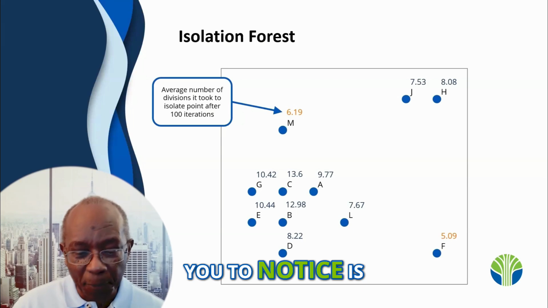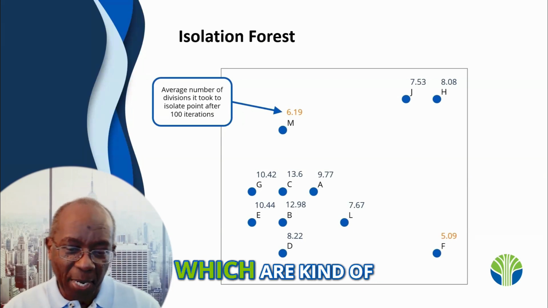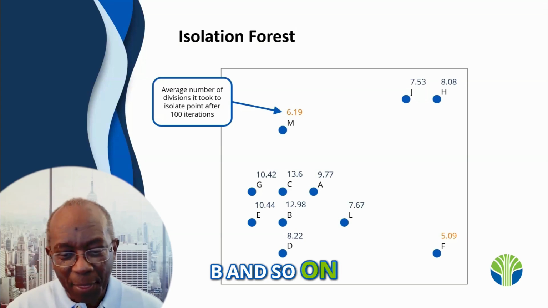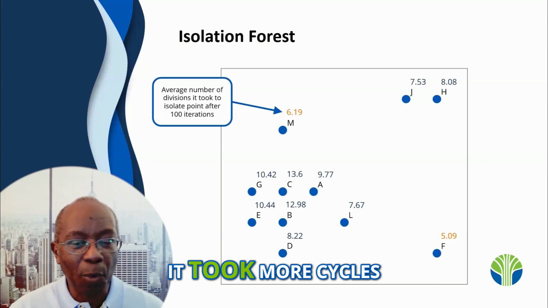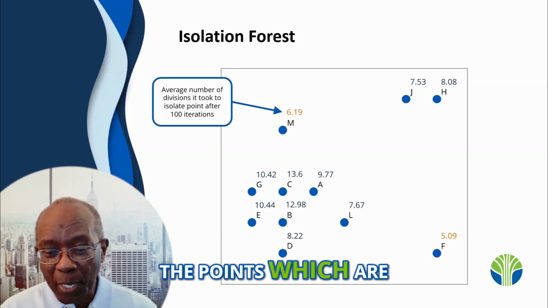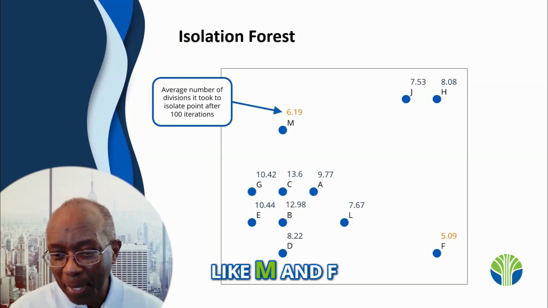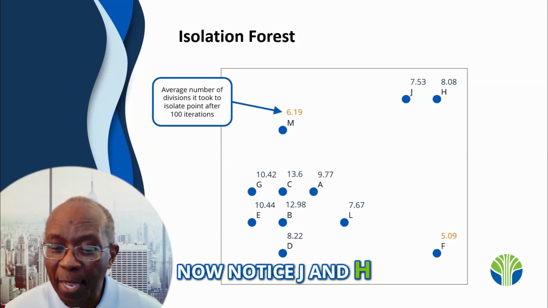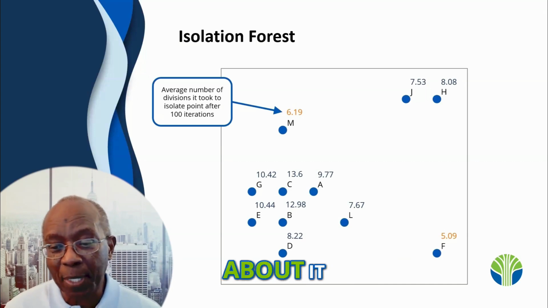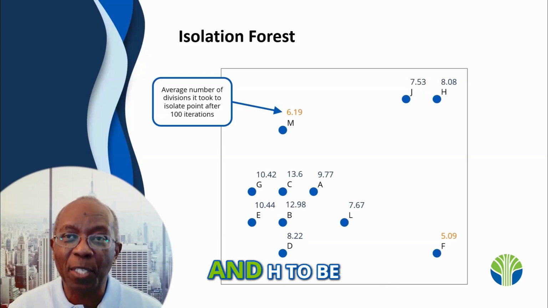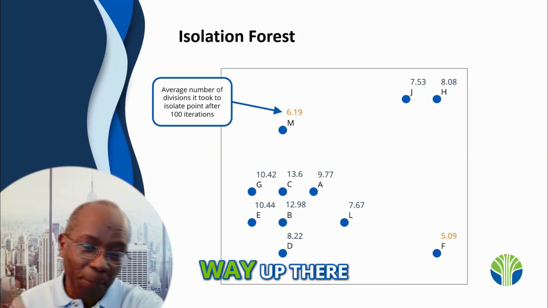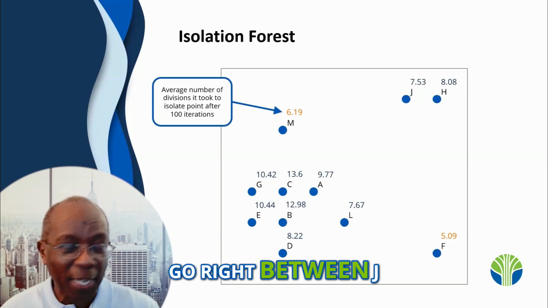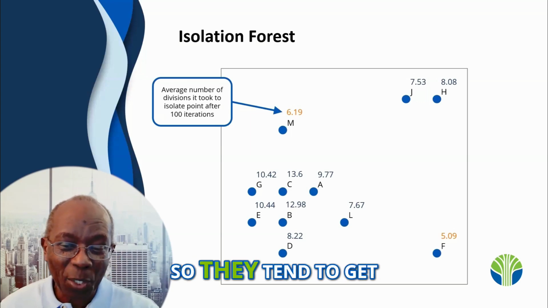Now, the thing I want you to notice is that the points which are kind of close together, like think of A, C, G, E, B, and so on, they have higher numbers. It took more cycles to isolate them. The points which are kind of on their own, like M and F, didn't take as many iterations to get isolated. Now, notice J and H, they have high numbers, and when you think about it, one person could say we should consider J and H to be strange points because they're way up there. But if we're using this method, it's going to take a while before you manage to go right between J and H and isolate them. So they tend to get higher numbers.